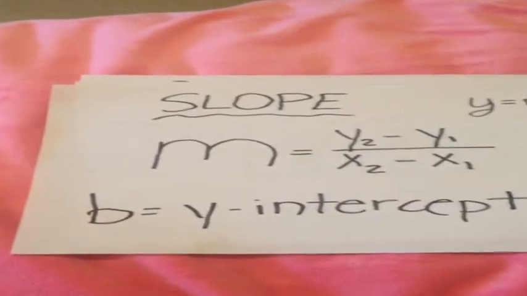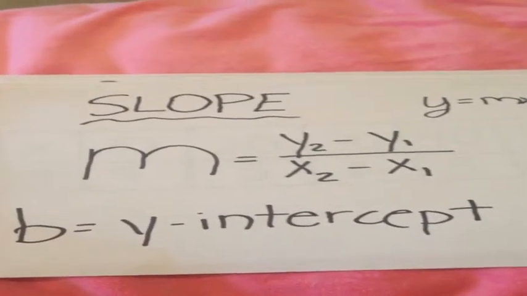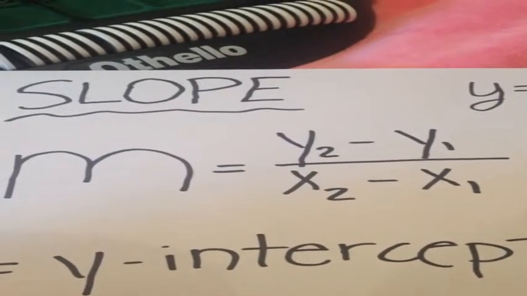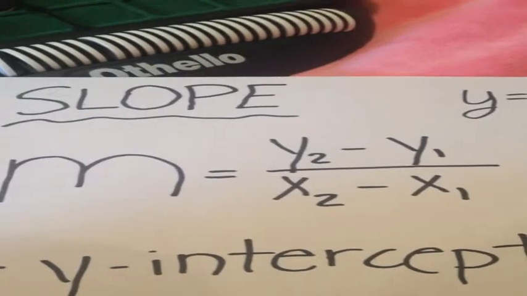Slope is used with the equation the change in y over the change in x. And in the equation y equals mx plus b, b represents the y-intercept. Parallel lines have equal slopes, and perpendicular lines have negative reciprocal slopes.